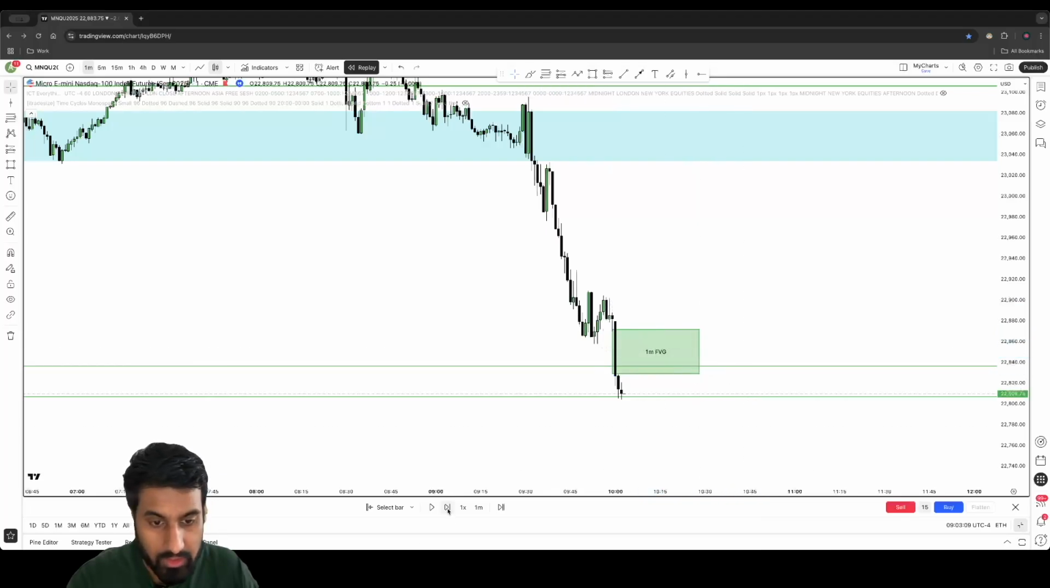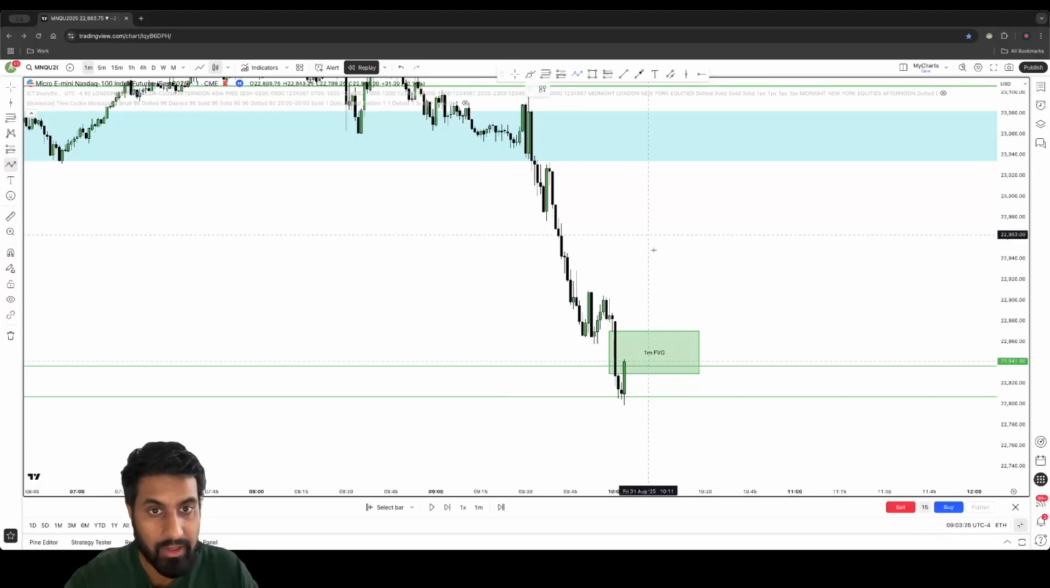And then you can see that on the next candle, price immediately pushes back into the range. However, I'm not entering right now. I'm only going to enter once price invalidates this 1 minute bearish fair value gap and flips it into an inversion fair value gap, right?